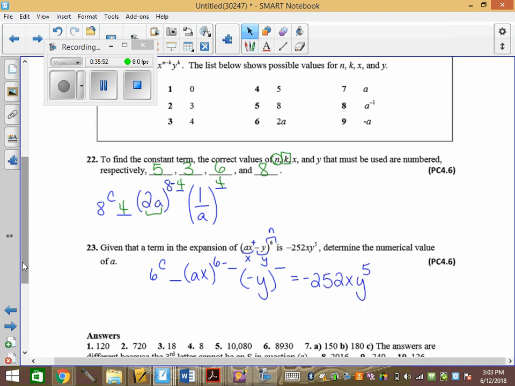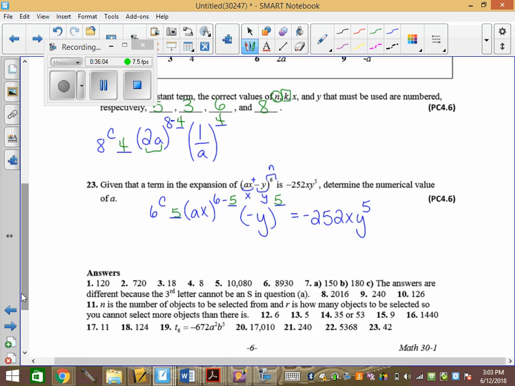What is our blank going to have to be? 5. Because you need y to the 5. It's going to stay negative. It's a negative 1. Don't take a wild guess. It's a bad decision. 6C5 is what? He's taking a wild guess based on the answer at the bottom. It's 6. Now, this is a to the 1. You're lucky. It's a to the 1, x to the 1. But what if it wasn't a to the 1? If it was a to the 2 or a to the 3?